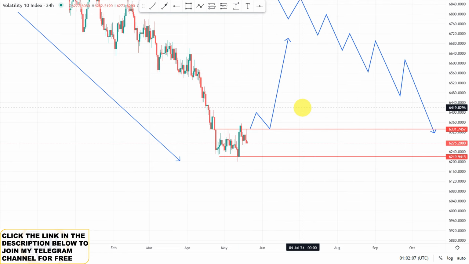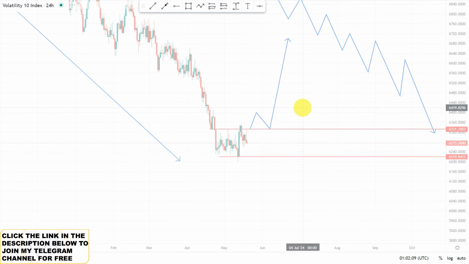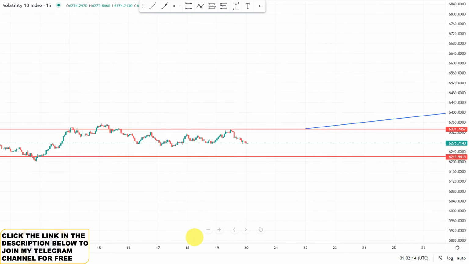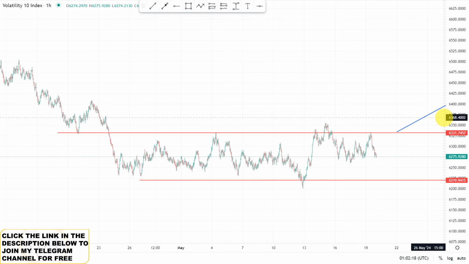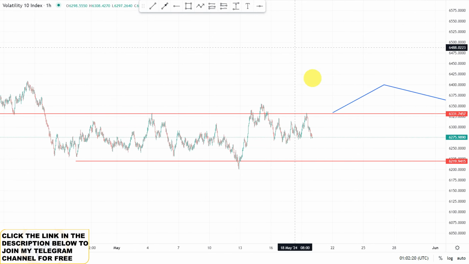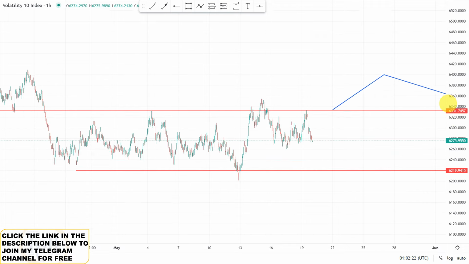So let us go to the 1 hour time frame. The 1 hour time frame is the time frame that will give you confidence whether to enter into this trade for selling or not, or whether you should just keep going, move and break the structure so that you can keep riding the market in the uptrend direction.